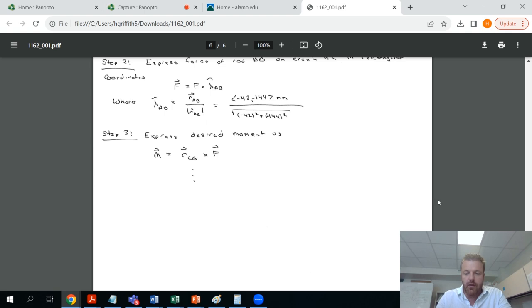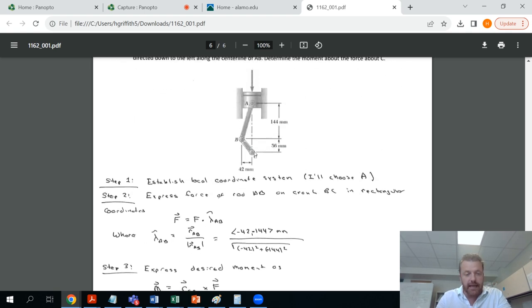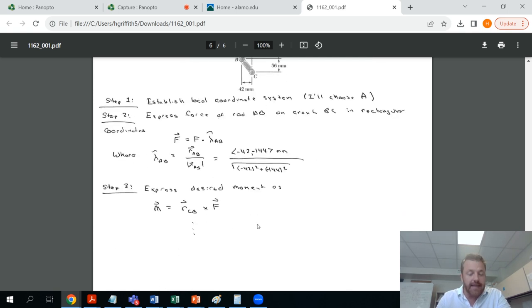And then once we have that, all that we need to do if we want to find the moment of that force about point C is just write an expression for the position vector from C to B, because remember, point B is along the line of action of that force. Notice that to go from C to B, you go minus 42 millimeters in X, and then you go up 56 millimeters in Y. So it's just going to be minus 42 comma 56. And then you're going to take that cross product with the result that you got above.